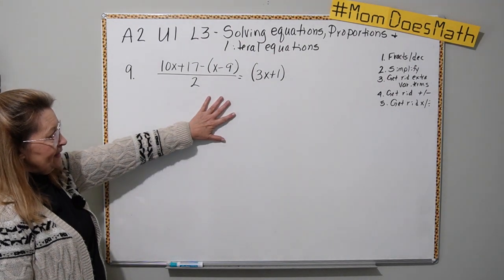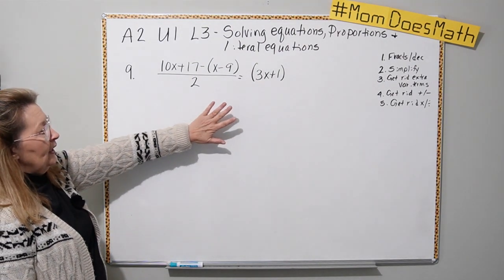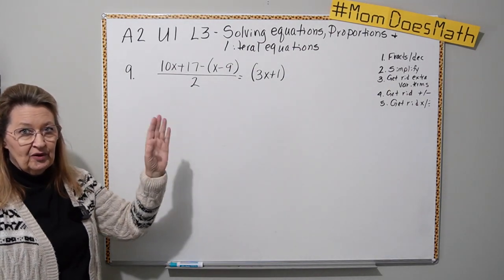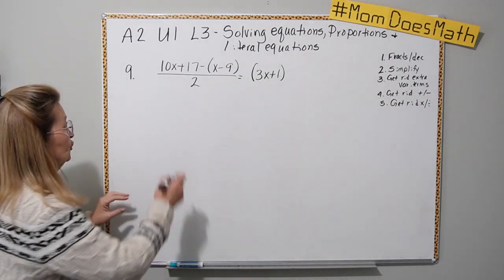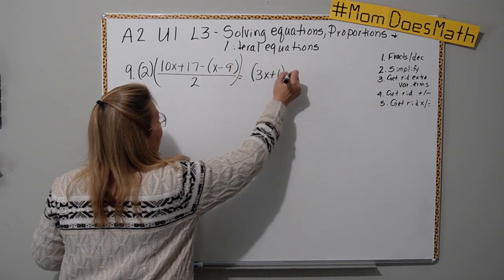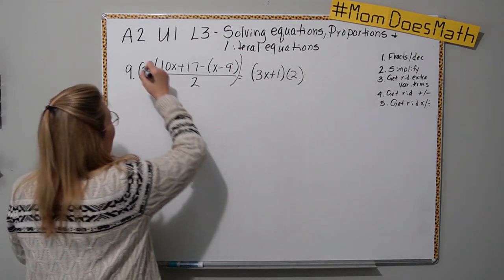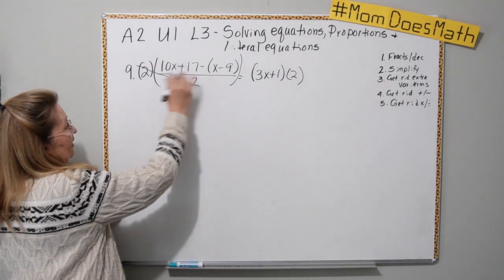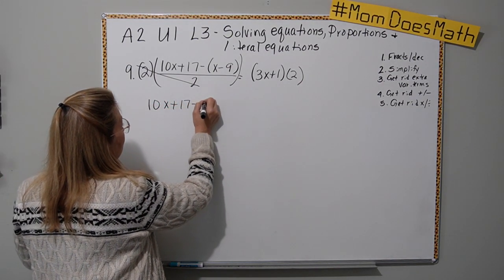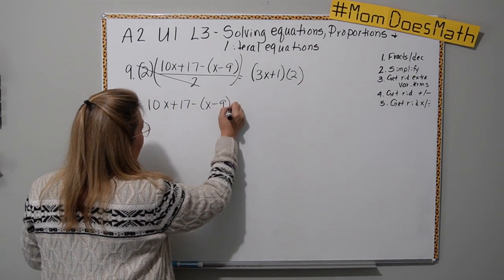Okay, number 9, here's the problem. We do have this denominator down here, so let's just get rid of that. We're going to multiply all the way through by 2. So when I multiply this side by 2 and this side by 2, these 2's are just going to cancel out. So I have all this stuff left up here in the numerator with no change.